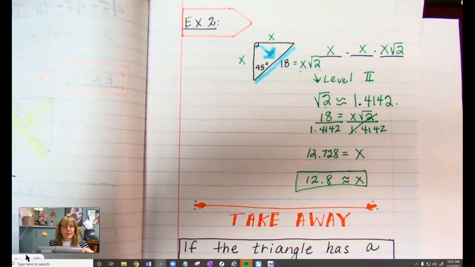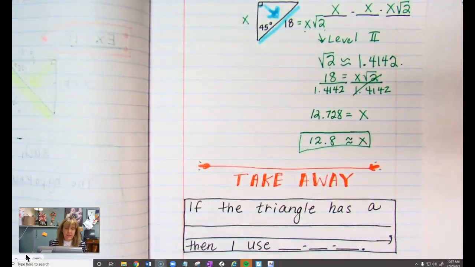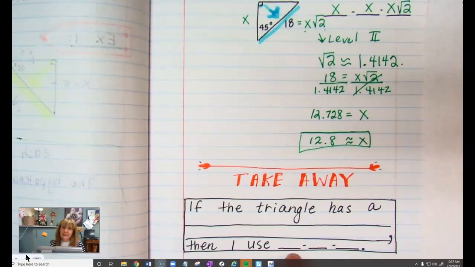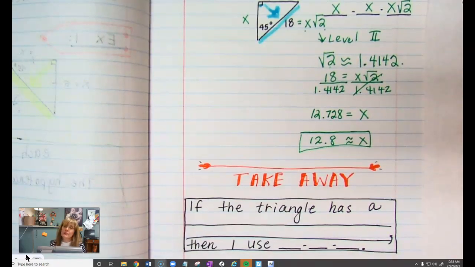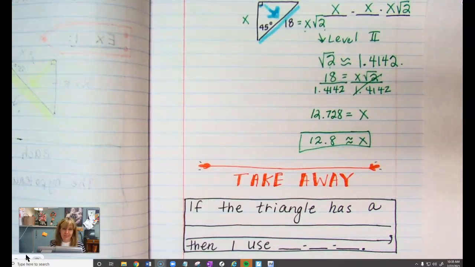Okay, so big takeaway here. Remember I said that everything is going to get all mixed up. So you're going to fill in this box based on the verbal instructions that I'm giving you. Good for you for having your volume up. If the triangle has a right angle and a 45-degree angle, then I use X root 2. You need to make sure that you take notes and fill in that box. If you need it repeated, you can rewind to fill that in.